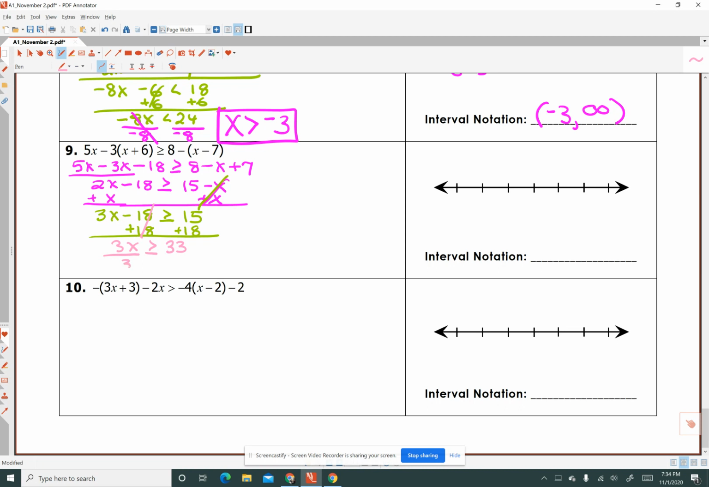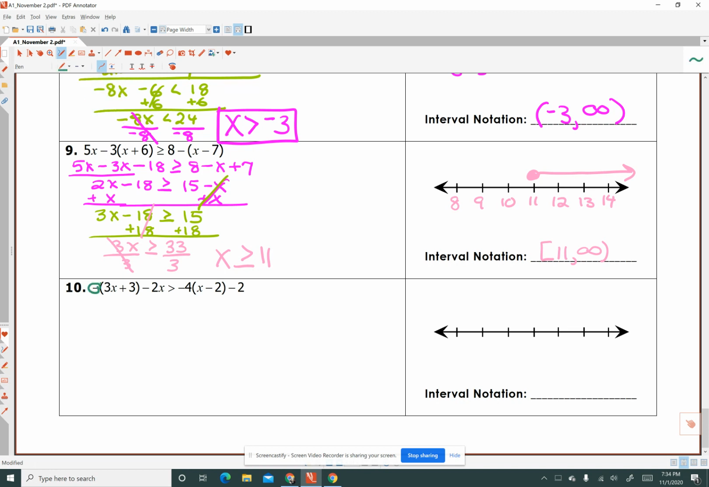And we'll divide by positive 3. No need to flip an inequality. x is greater than or equal to 11. And on our number line for our interval notation, we will have 8, 9, 10, 11, 12, 13, 14. Solid dot over 11. Graph goes to the right. So we have bracket 11, comma, infinity, parenthesis. Last problem.